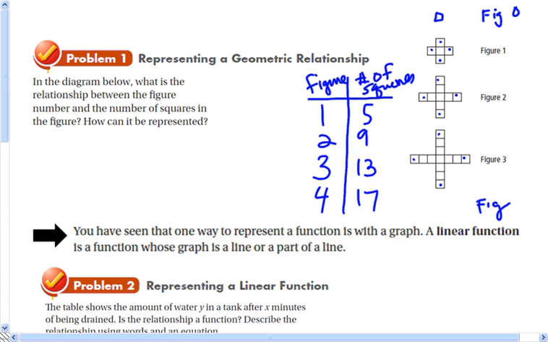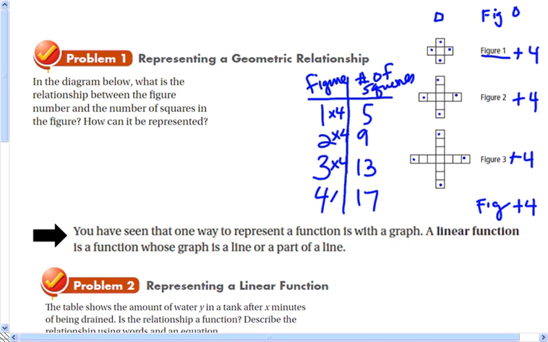So if we think about how many more squares we're adding each time, I can just take that number. I'm adding 4 to figure 0 one time here, so plus 4, then plus 4 again here, and then plus 4 again here, and I keep adding 4. Well, continuous addition is the same as multiplying by 4.